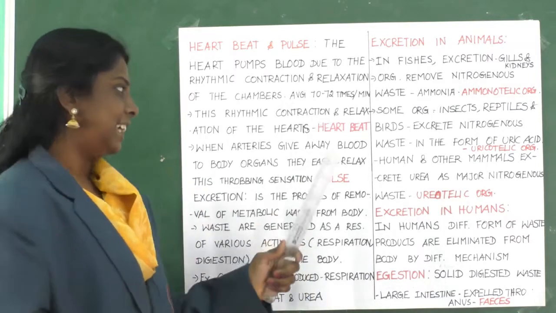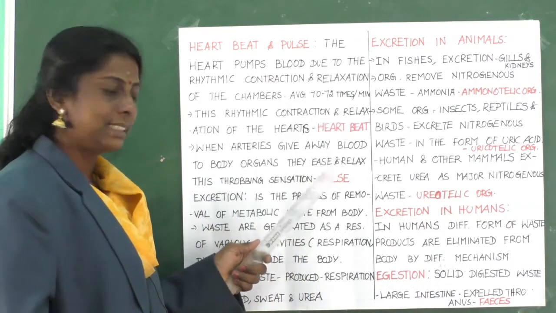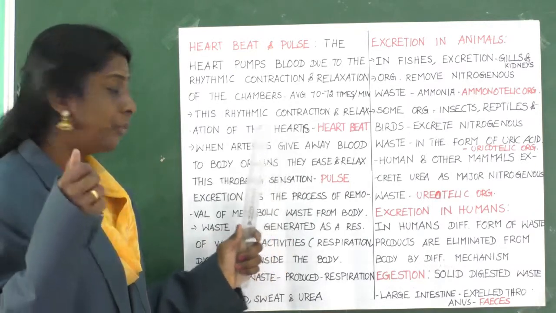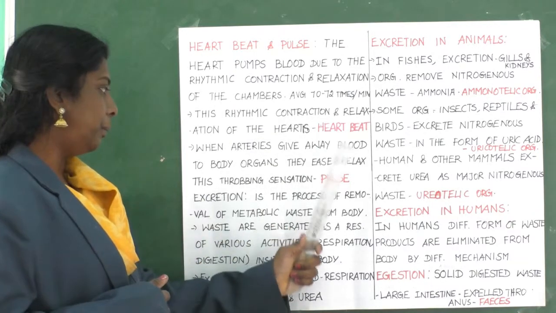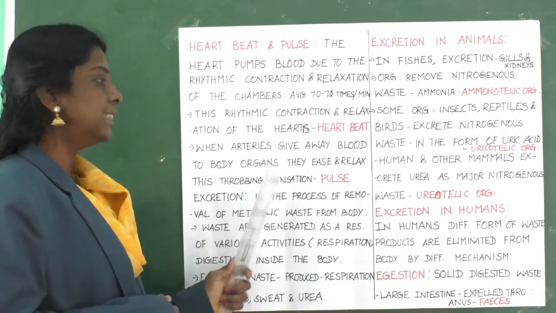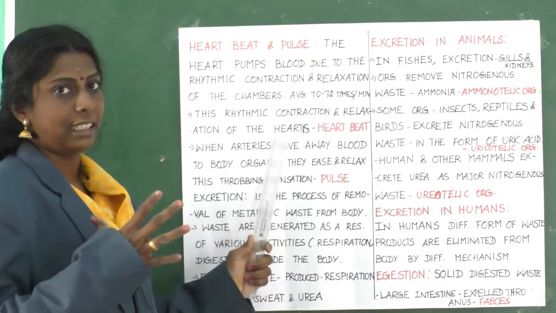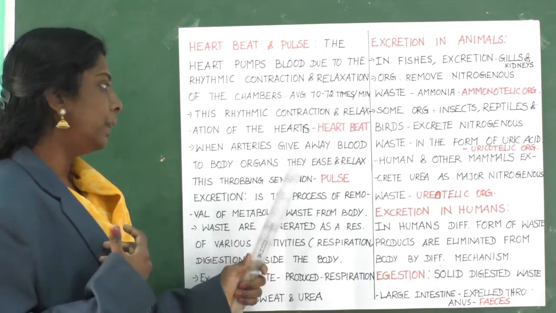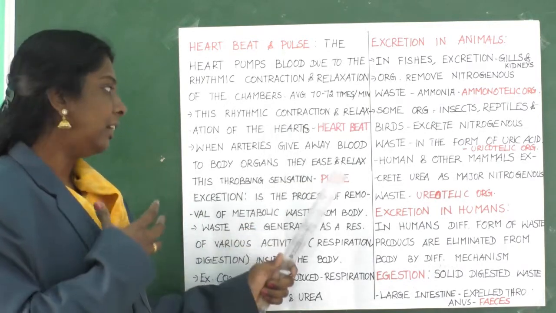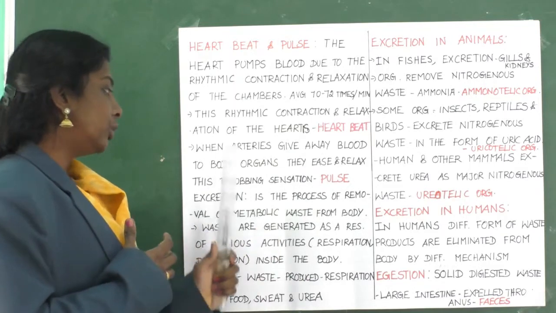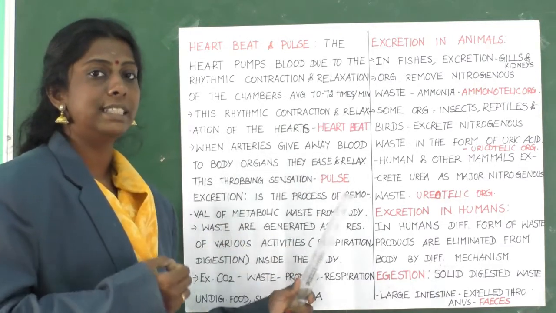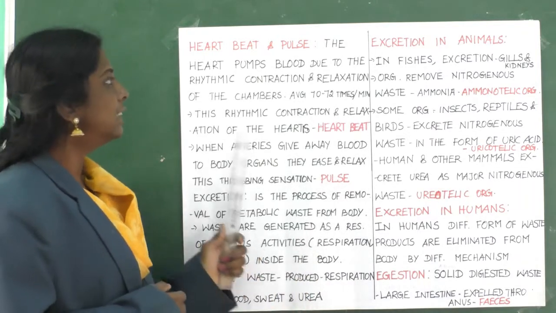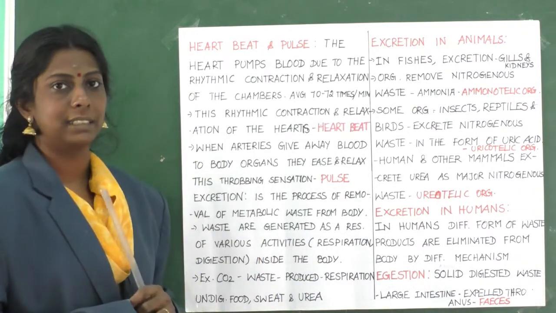Clear, children? Yes. Now, what do you mean by pulse? When arteries give blood to the body organs, they ease and relax. So, when the blood is pumped out, they automatically feel ease and relax. This throbbing sensation is said to be pulse. Clear, children? Yes. So, this is about heartbeat and pulse.